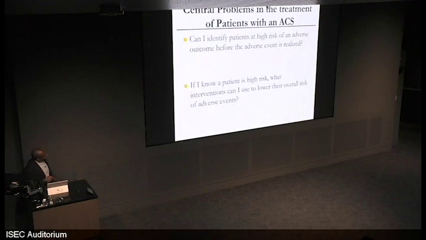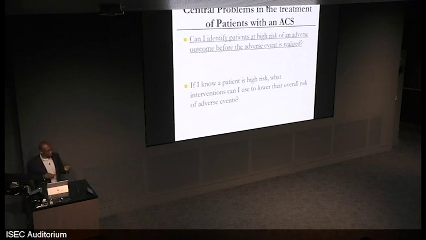Another question is, it's just not enough to know if the patient is at high risk. If a patient is really at high risk, what interventions can I use to lower his or her risk? These are the two core problems in cardiovascular medicine, and there are similar variants of these problems that are relevant in all aspects of medicine. So first, I'm going to want to focus on this first one. Can I identify patients at high risk of an adverse outcome?